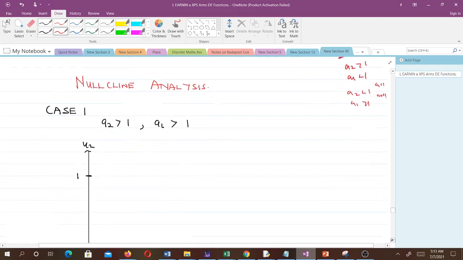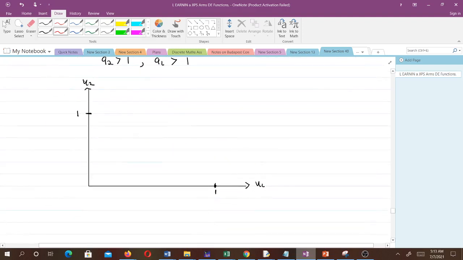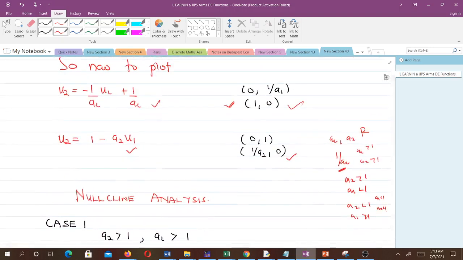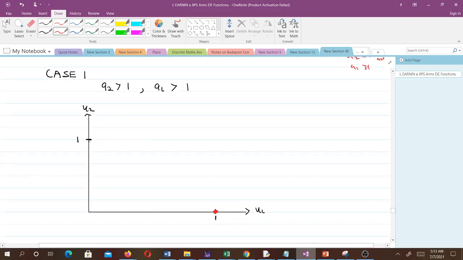So this is our U1 Nullcline, U2 Nullcline. So 1, 0 will be here, right? Then we have to plot 0, 1 over A1. But since we are saying A1 is greater than 1, that means we have 1 over, for instance, any number greater than 1, we can have 2. And this thing is always less than 1. So that means that point is going to fall below what? 1. So we can have it somewhere here. That is the point. So this is the point 1, 0. And this is the point 0, 1 over A1.